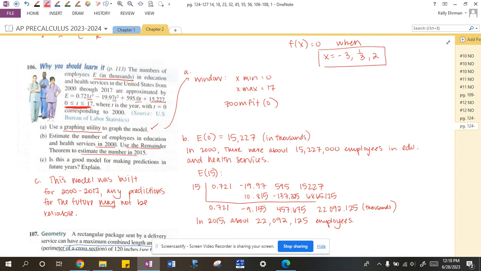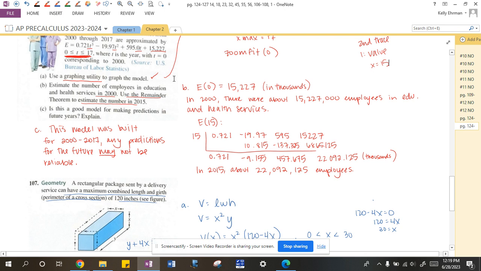Now, this is kind of strange. It says use the remainder theorem to estimate the number in 2015. If we already have a graphing calculator and we already have the window that we're looking at, you could just do second trace, and then you could choose value and type in x equals 15. It's going to be a lot better. But I followed the rules. It says use the remainder theorem. Again, I don't believe our AP test would force us to do such a thing.